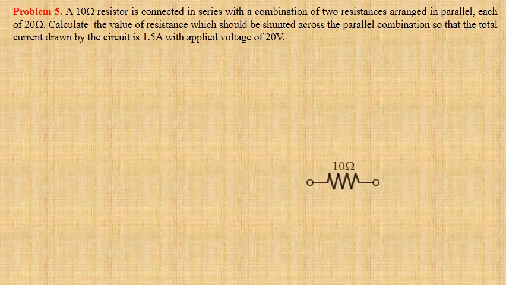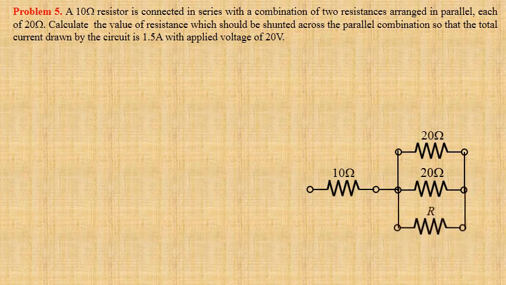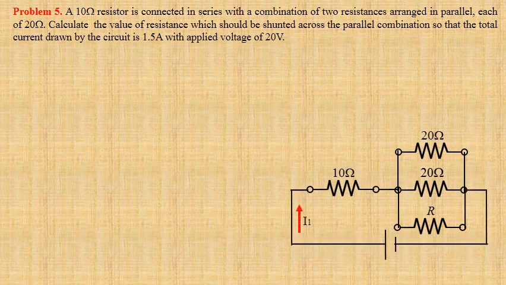A 10 ohm resistor is connected in series with a combination of two resistances arranged in parallel, each of 20 ohm. We have to determine the value of resistance which should be shunted across the parallel combination so that the total current drawn by the circuit is 1.5 ampere with applied voltage of 20 volts.